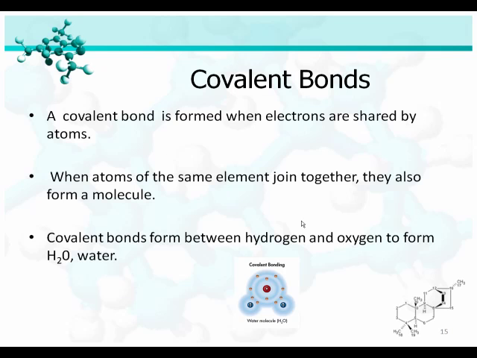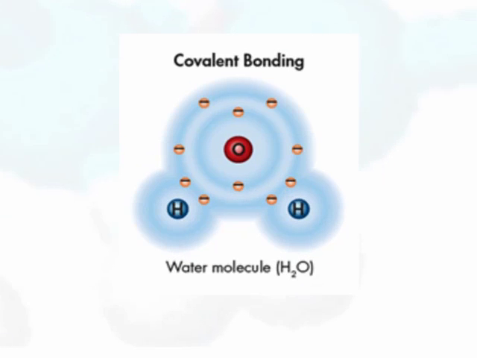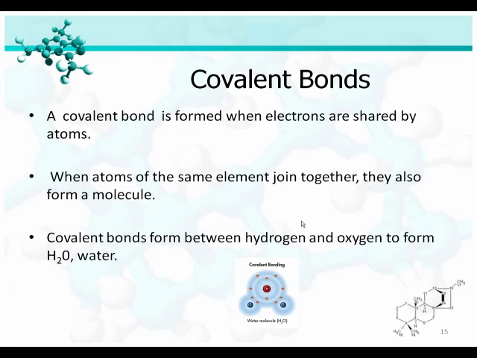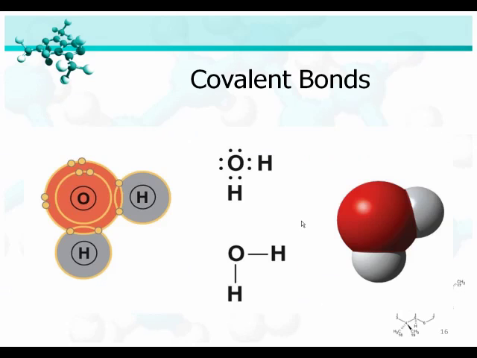A covalent bond is formed when electrons are shared by atoms. Covalent bonds form between hydrogen and oxygen to produce a water molecule. You will see in the diagram below where hydrogen and oxygen are sharing electrons in the outer shell for the formation of the water molecule. Here's another example showing the formation of water through covalent bonding.